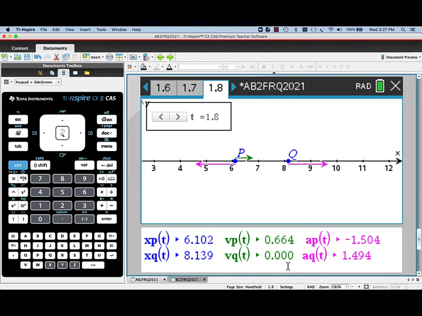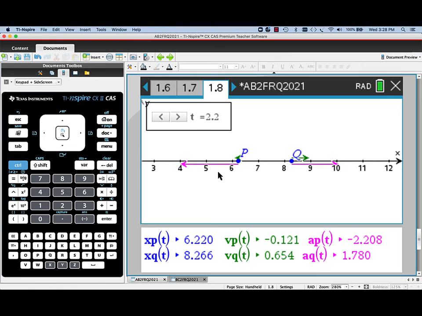At 1.8, that makes sense. Remember that factor of t minus 1.8 in the expression for the velocity function for Q. Makes sense that it would be 0. As we continue to increment, we now have particle Q has turned around. It's now moving to the right. And we increment just one more.